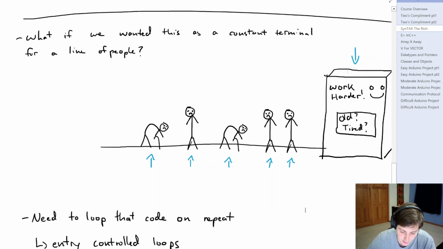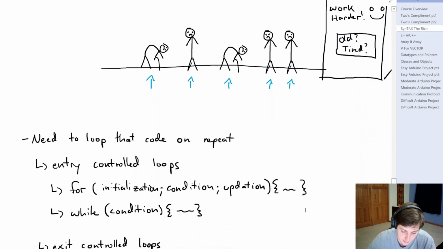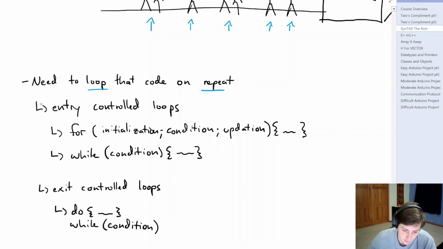So that brings us into our loops. And there's two kinds of loops we can have. We can have an entry controlled loop, or we can have an exit controlled loop. So for the entry controlled loops, you'll commonly see something like a for loop or a while loop. So with the for loop, you'll have an initialization, you'll have some condition, and you'll have some updation, and then you'll have whatever's happening inside your loop here.